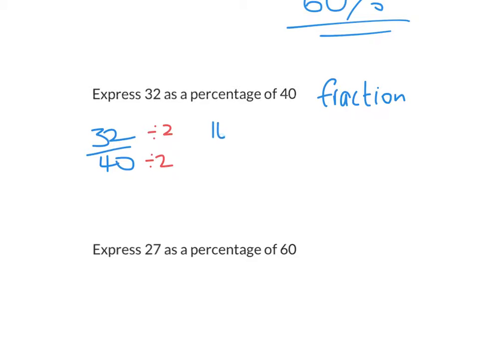And that'll get us 16 over 20. Okay, well, we can do something with that, okay? We can then multiply these by 5, which will make 20 into 100, won't it? So 16 times 5 is 80 over 100, which gives us 80%.